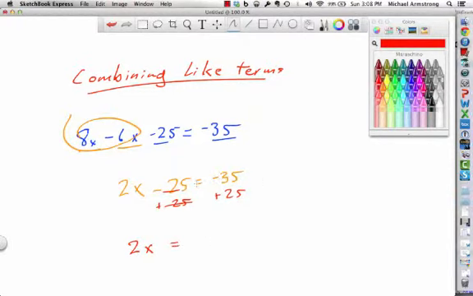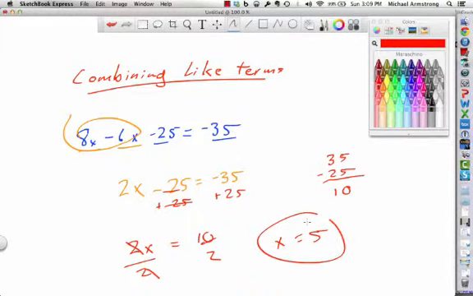And then I have to figure out what the difference between negative 35 and positive 25 is. And again, remember, it's 35 minus 25, which is 10. And so 2x divided by 2, x is equal to 5.